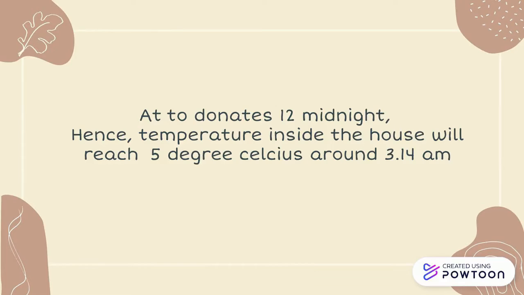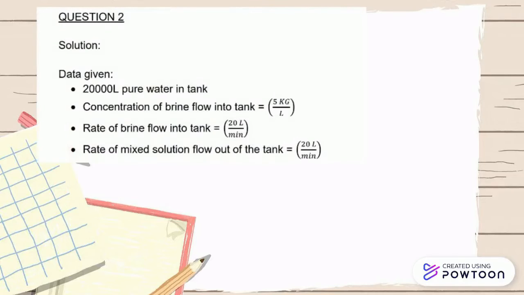Now, let's move to question number 2. The data given are 20,000 liters of pure water in the tank, concentration of brine flow into the tank which is 5 kg per liter, rate of brine flow into the tank which is 20 liters per minute, and also rate of mixed solution flow out of the tank which is 20 liters per minute.